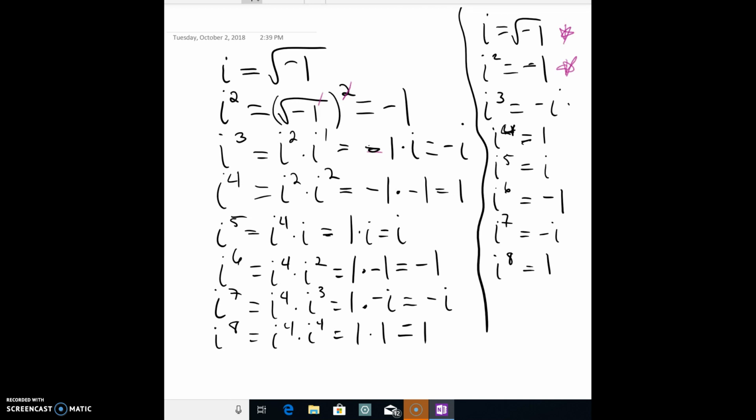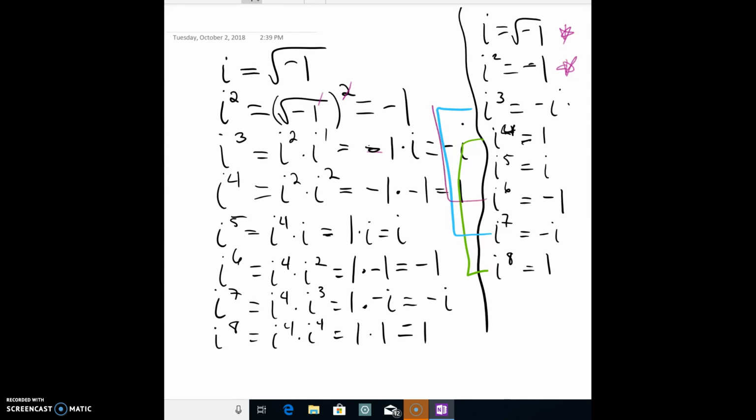So keep in mind, anytime we see i, that's equivalent to saying the square root of -1. And anytime we see i squared, that's the same thing as saying -1. So in terms of what we see here, do you see this pattern that i to the fourth and i to the eighth are the same? That i to the seventh and i cubed are the same. They're both equal to -i.